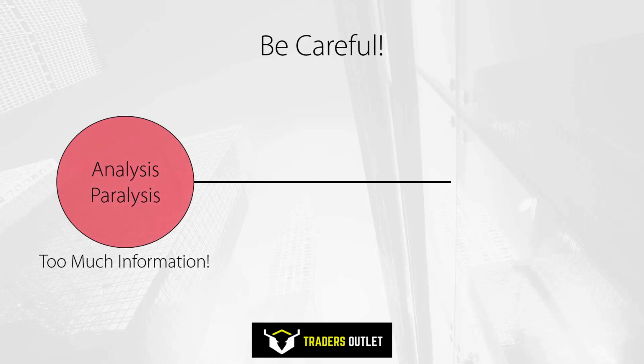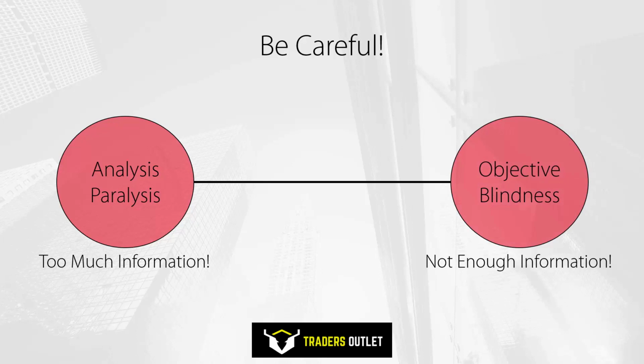Analysis paralysis is when the trader tries to make sense of too much information about the market up to the point where he freezes and doesn't know what to do. On the other side of the spectrum of analysis paralysis, we have something called objective blindness, which is what happens when the trader doesn't have enough information about the market. That usually happens when the trader tries to use simple indicators to smooth out the nuances of price data.